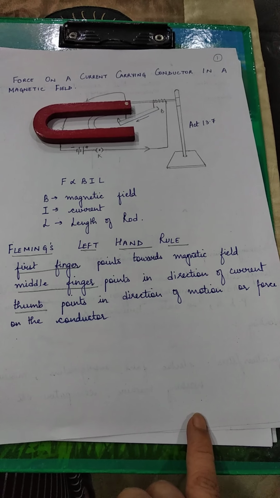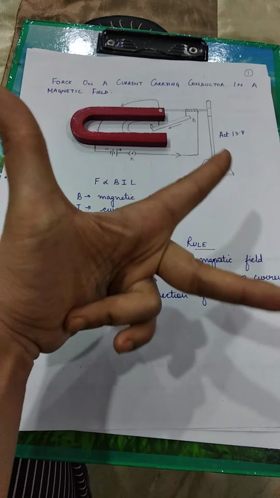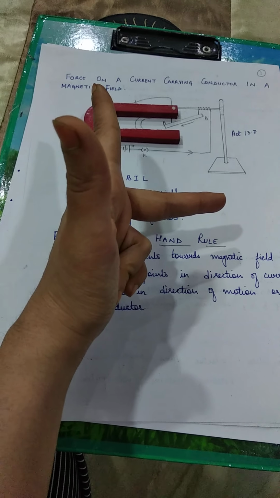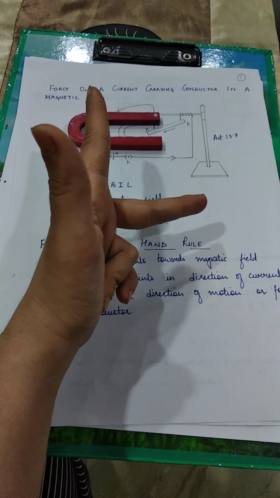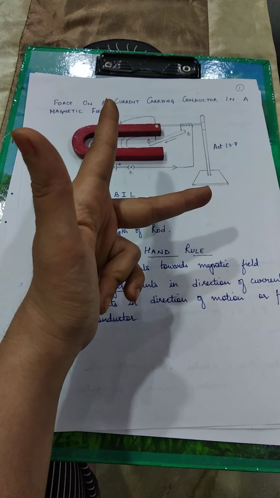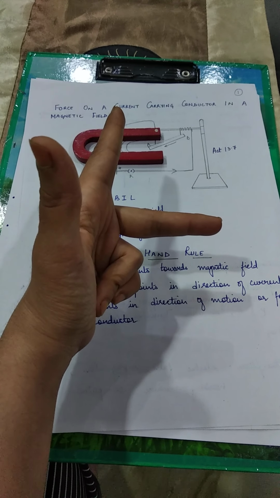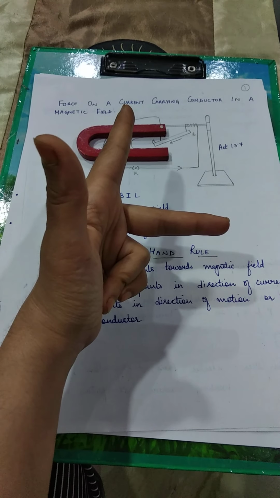So in Fleming's left hand rule, we are supposed to take three fingers and hold them mutually perpendicular to one another, such that the forefinger gives the direction of magnetic field, the middle finger gives the direction of current, and the thumb gives the direction of force or displacement of the rod.